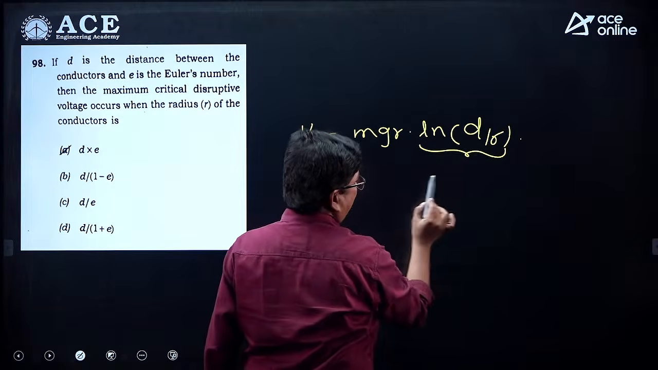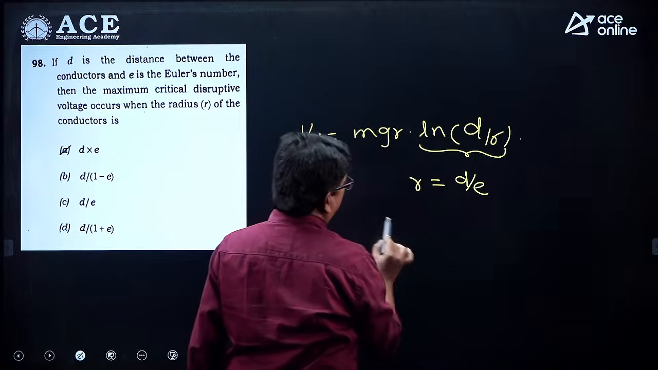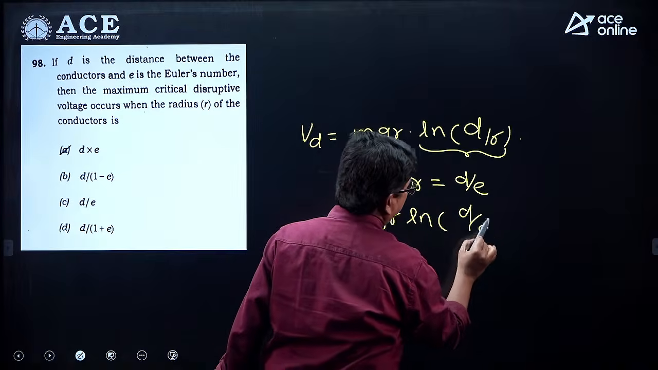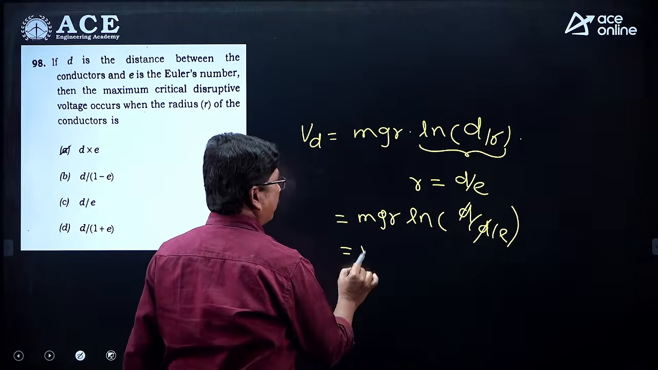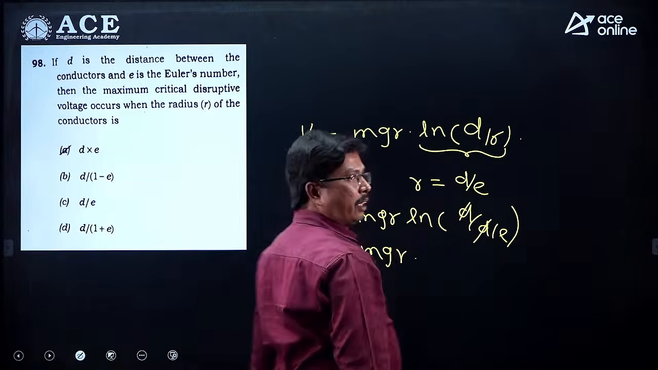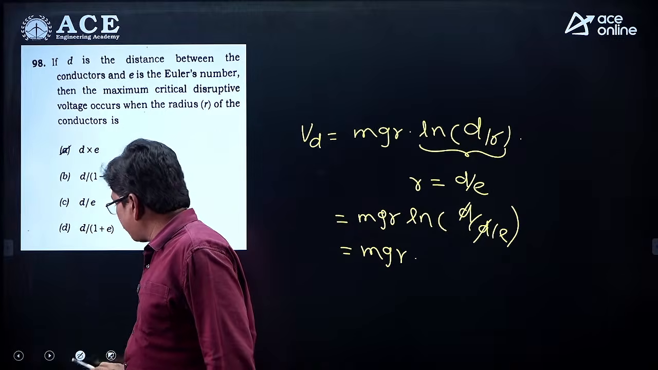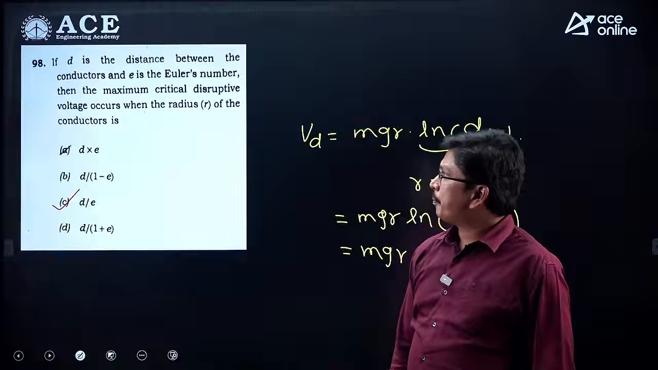Here you have to match r with d. When r is equivalent to d by E, then what happens? It will be mgr ln of d by E. The d will be cancelled, ln of E will become 1, so that it will become mgr. So where you are going to get d by E, we are going to get the maximum value. So that option C is the correct answer, students. And coming to the next question here.